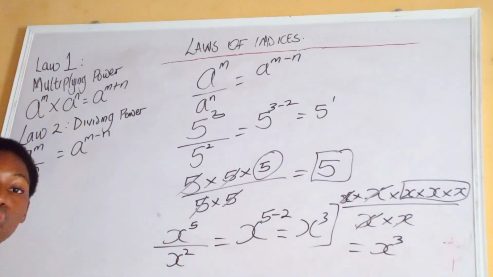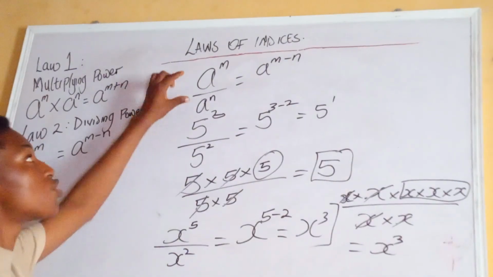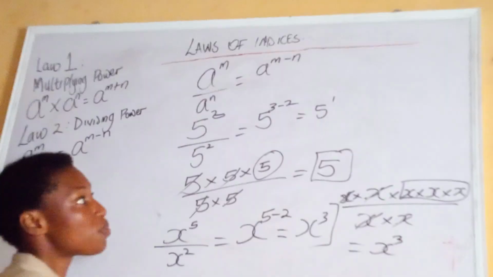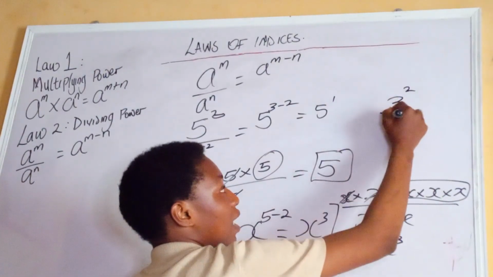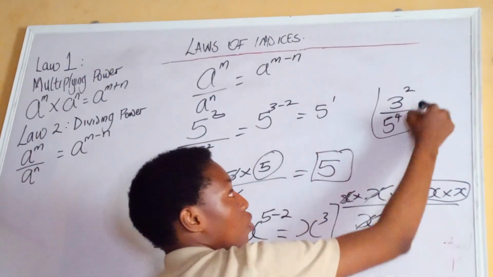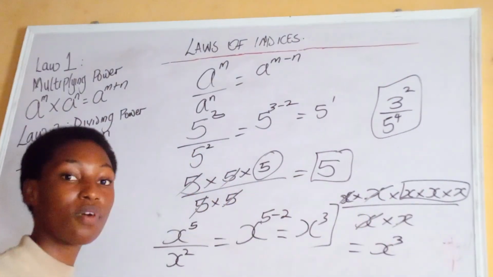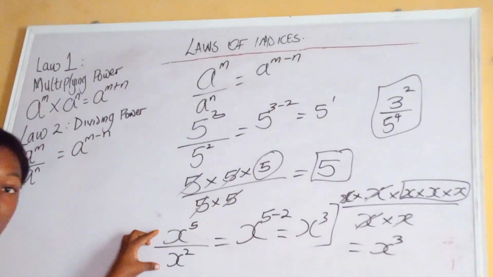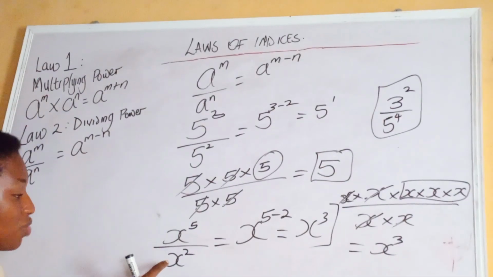So whichever way you want to use to get your answer is still the same. But please take note: make sure the base is the same. So if you have 5 here, you have 5 here, it works. But if you have something like 3 to the power of 2 over 5 to the power of 4, this doesn't work. This is different. So for your formula to work, you need the base to be the same. The base of this one must be the same as the base of this.